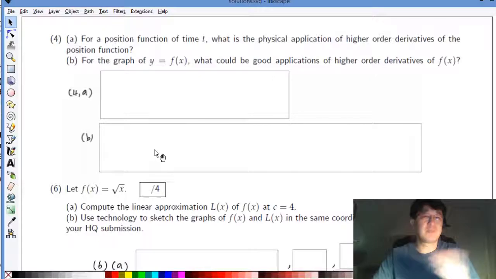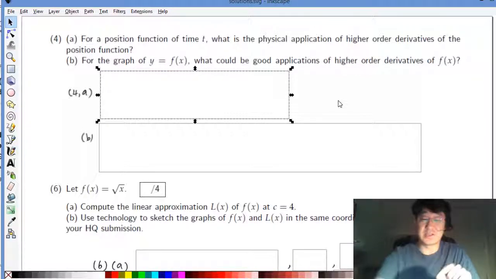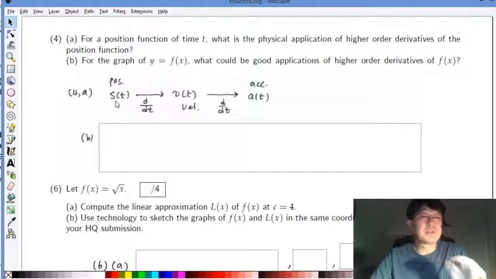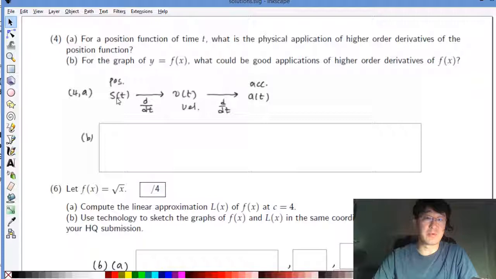So let's start. The first problem states the following. For a position function of time t, what is the physical application of higher order derivatives of the position function? The answer is written here. You click on that and get attention. The answer was position, and the derivative of position is velocity, and the derivative of the velocity is acceleration, and acceleration is called the second derivative of a position function. So that would be an example of higher order derivatives.